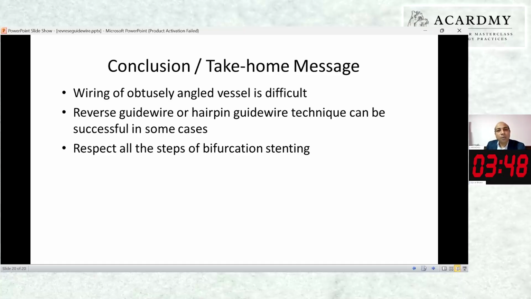So wiring of the obtusely angled vessel is very difficult, and the reverse guide wire or hairpin guide wire technique can be successful in a few cases, and we need to respect all the steps of bifurcation technique. Thank you.